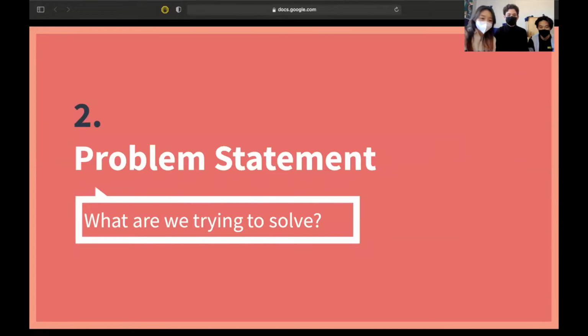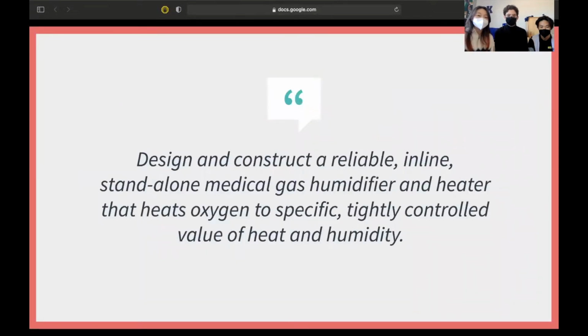So now we're going to go over a problem statement. We have a problem statement right here, and we really want to emphasize the fact that we're creating this device for low resource communities.